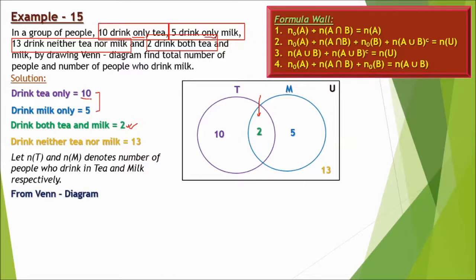So we have each and every piece of information in the Venn diagram. The universal set we don't know, question mark. Only tea is 10, the intersection is 2, only milk is 5, and the complement, outside of the ring, is 13. So let's use the formula. We have the same formula, no change. Formula 2.